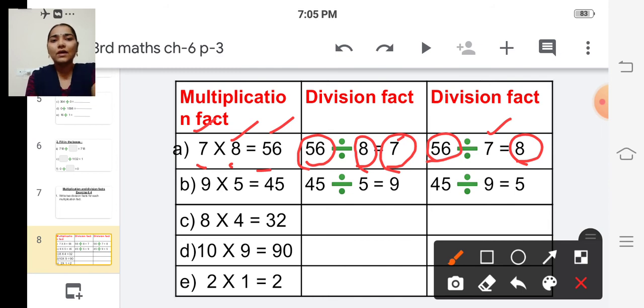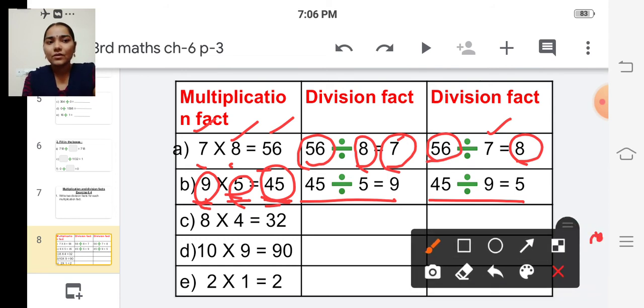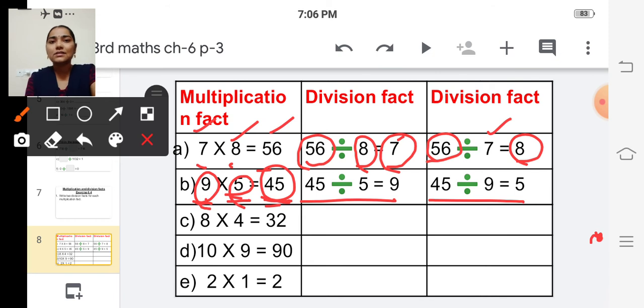So see the second one, B. 9 into 5, which is equal to 45. So for this we can write 2 division facts. 45 divided by 5, which is equal to 9, and 45 divided by 9, which is equal to 5. So like that we can write 2 division facts. So for the other things we have to write.